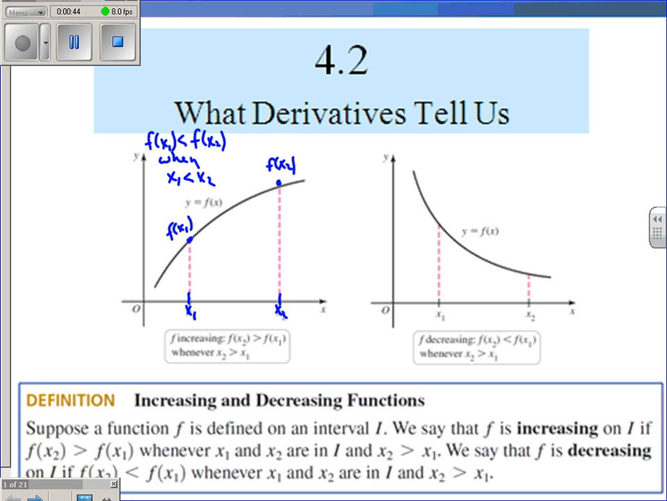Okay, so let's say we have x1 less than x2. If the y value for x1 is bigger than the y value for x2, so f of x1 is bigger than f of x2, then we know that the function is decreasing.